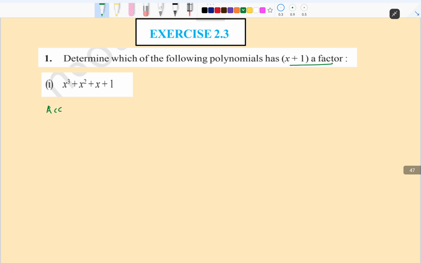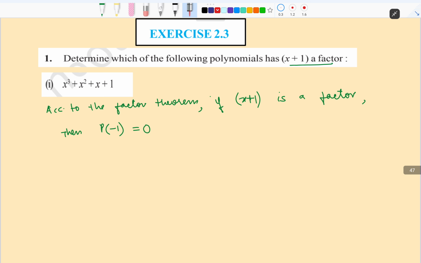So according to the factor theorem, if x plus 1 is a factor, then p of minus 1 should be equal to 0. And how are we deriving it? x plus 1 is a factor, so to find out the zero, we equate the factor with 0. So x plus 1 equals 0, the 1 goes to this side and becomes minus 1, x is minus 1, right?